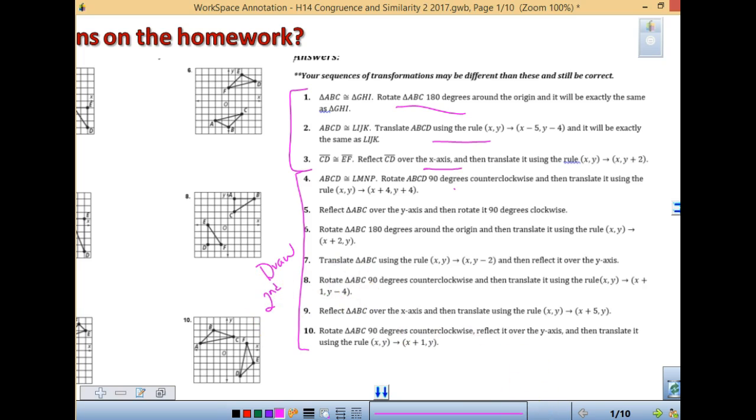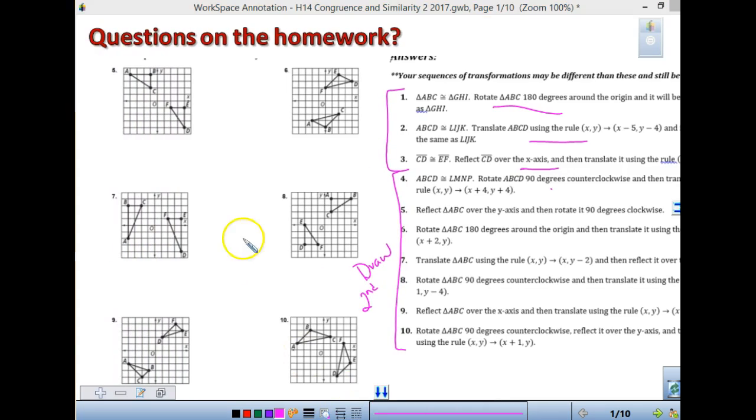Now you don't have to draw the whole thing, but you do want to have a pretty good idea, so that when I'm looking at number 5, I think, oh, if I'm going to do this one, maybe I'm going to rotate it down first, and then I could reflect it. And they said, number 5, that they reflected it first over the y-axis and then rotated it. So is there more than one way of doing that?